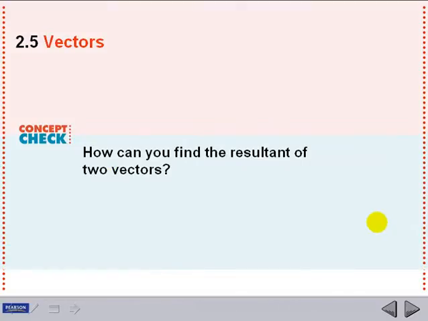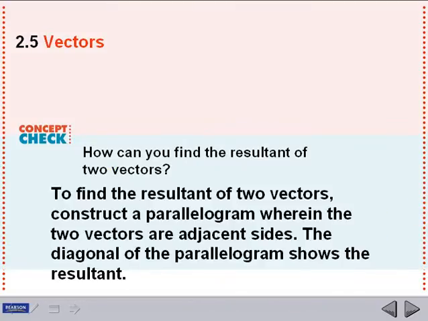So how can you find the resultant of two vectors? The way you find the resultant of two vectors is construct a parallelogram, and the two vectors are going to have adjacent sides, and then the diagonal of that parallelogram is going to be the resultant.